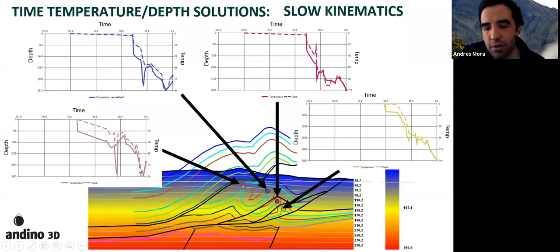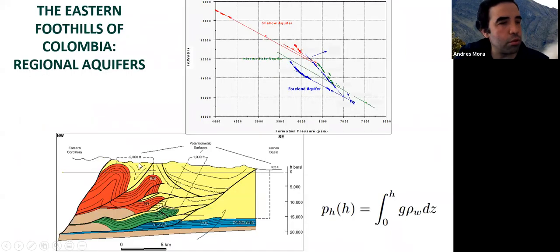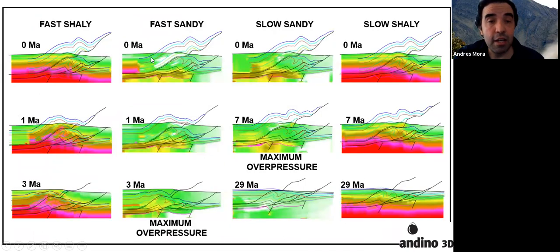So if we go back to the previous slides, in the fast kinematics, we have a much more aggressive final exhumation, on the order of 3 kilometers. That suggests that this pattern of under pressures, of pressures coming back from maximum overpressure to hydrostatic, would be related with fast deformation rates and fast denudation rates that prompt pressure release due to erosion and loading.